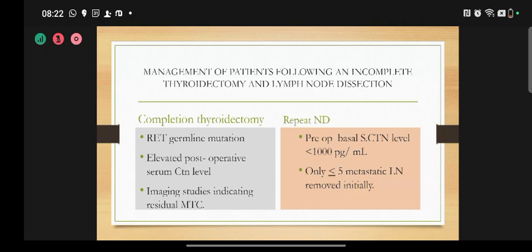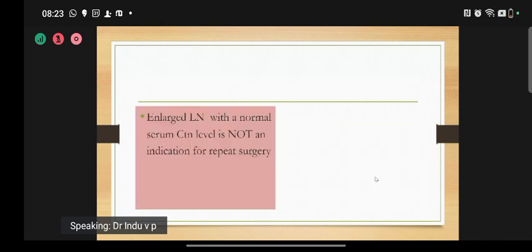So what is the scenario when a patient comes with an incomplete thyroidectomy, with hemithyroidectomy or a lymph node dissection? When should we do a completion thyroidectomy? If the patient has a RET germline mutation, or the imaging shows any residual medullary thyroid cancer, or there is an elevated serum calcitonin, in all these scenarios we should go for a completion thyroidectomy. And repeat neck dissection is warranted if the pre-op calcitonin is less than 1000 and in the last surgery they dissected only less than or equal to 5 metastatic lymph nodes. In such a scenario also we can do the node dissection.